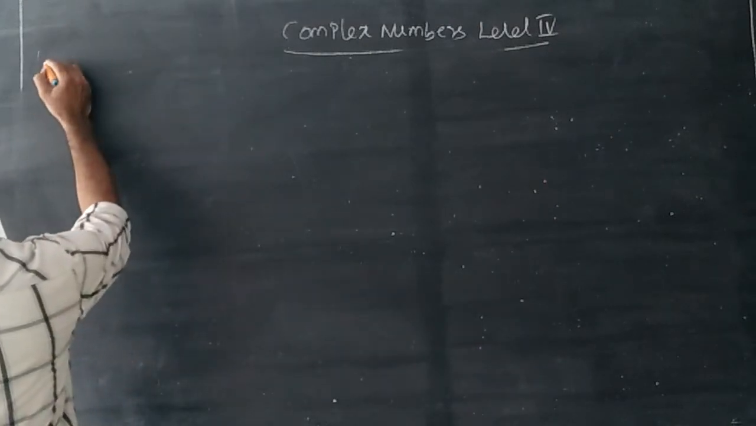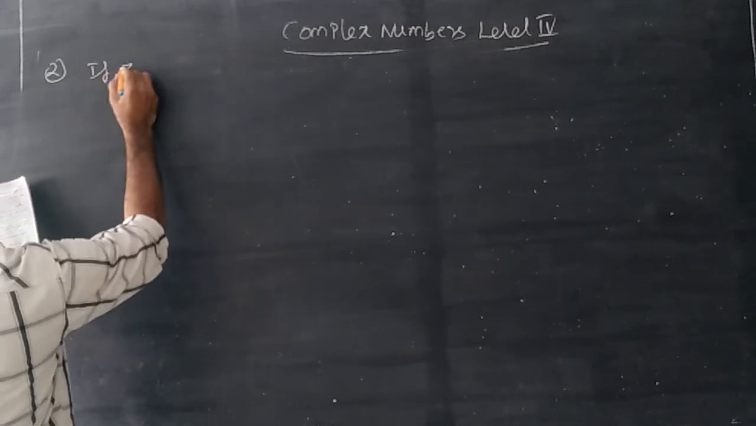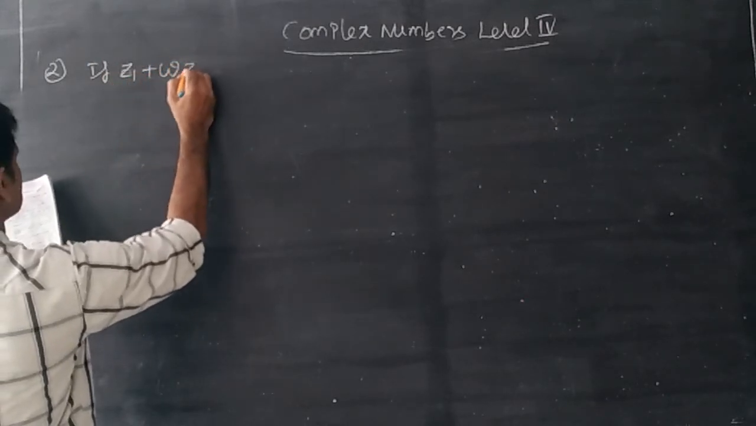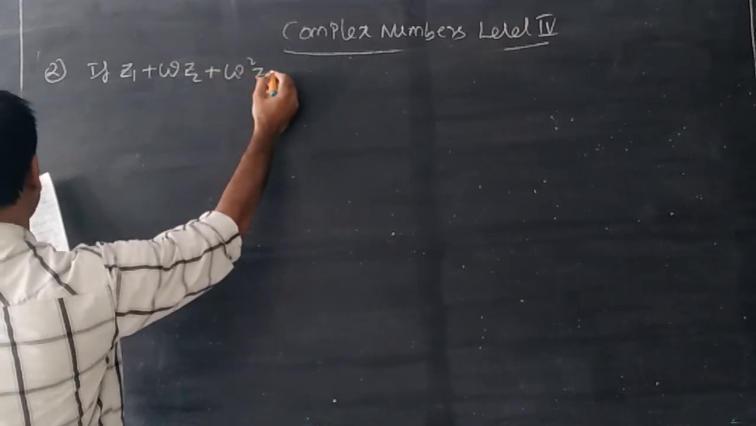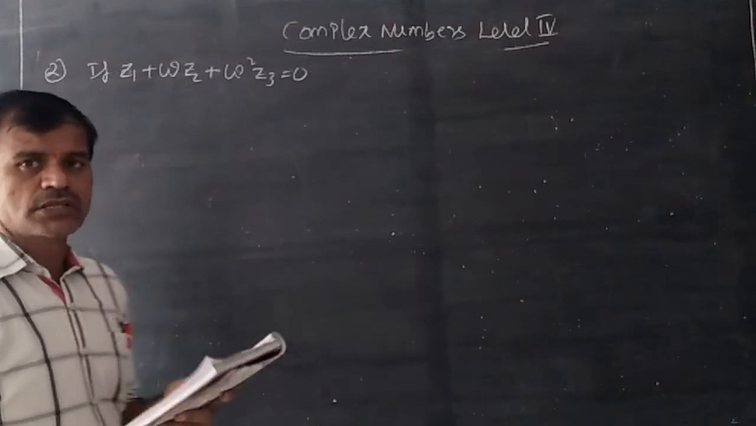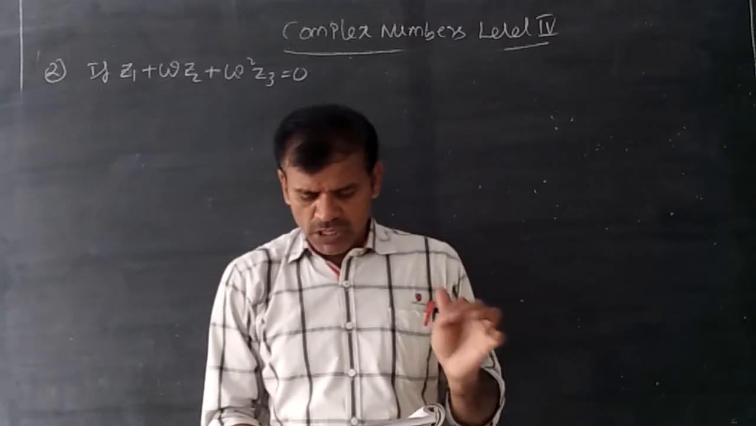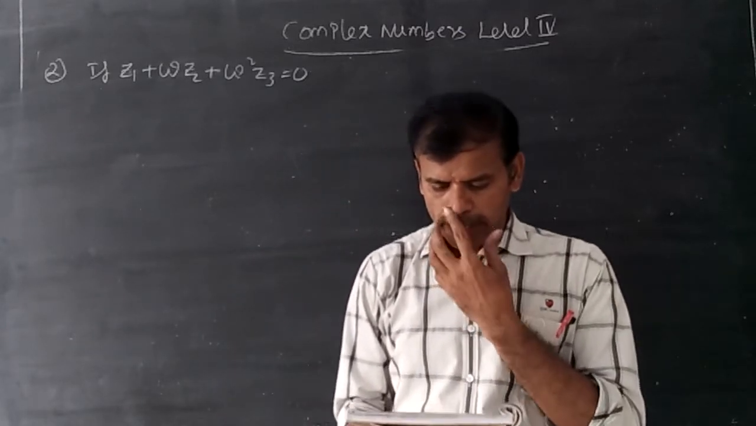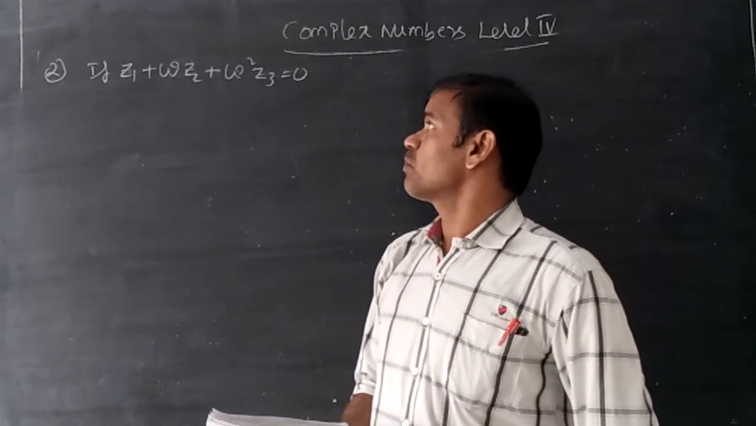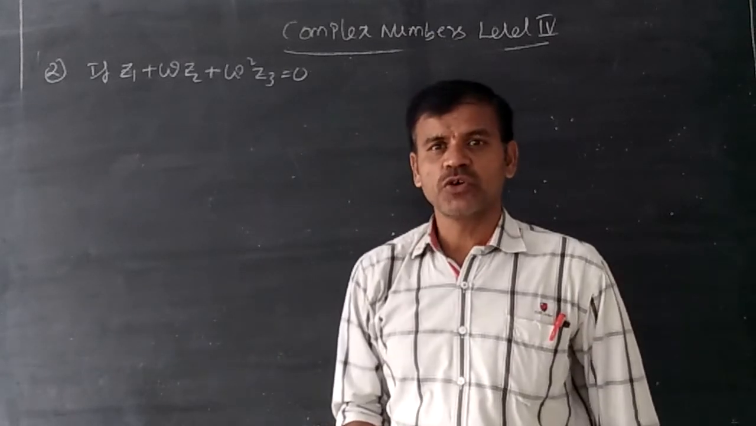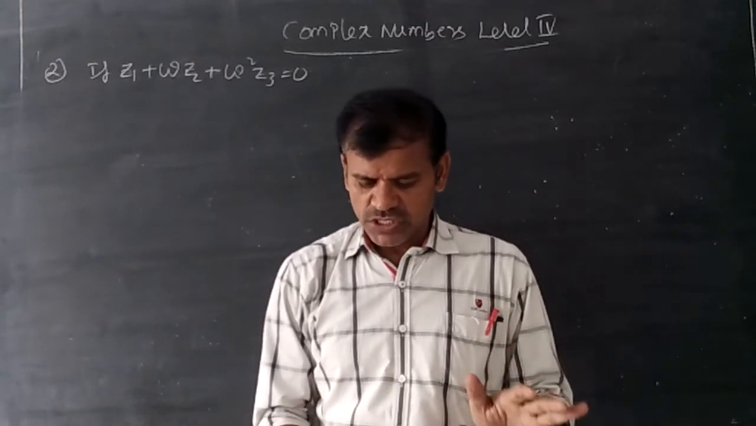Now second question. Statement 1: if z1 plus omega z2 plus omega square z3 is equal to 0, then z1, z2, z3 are the vertices of an equilateral triangle. Here omega represents a complex cube root of unity. Whenever 1 plus omega plus omega square equals 0, we know that 1, omega, omega square always represent an equilateral triangle. So we can say it is true.